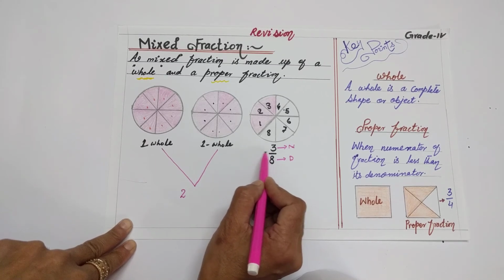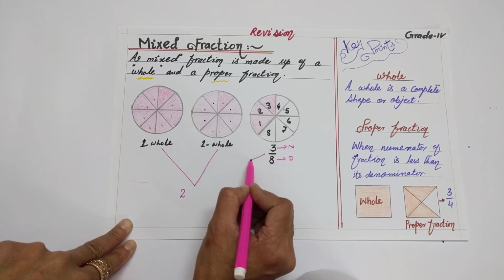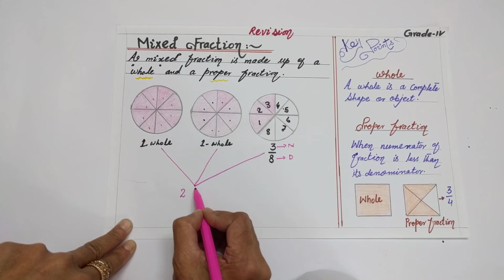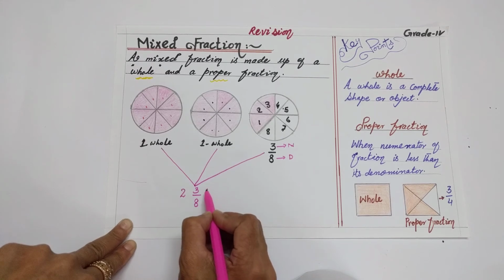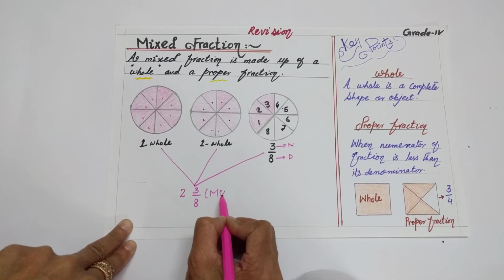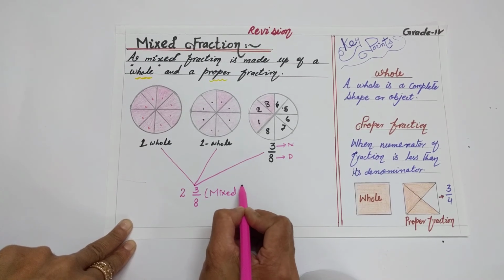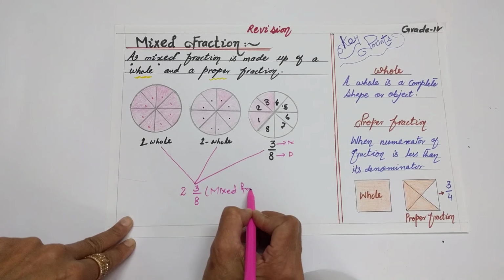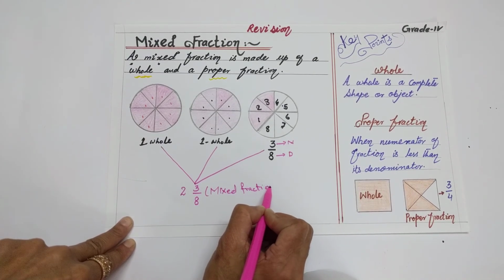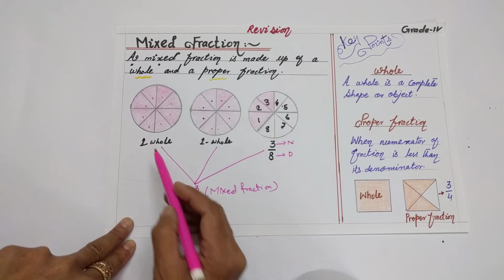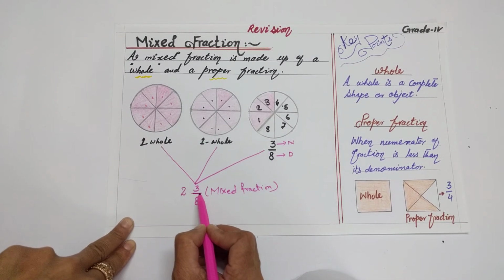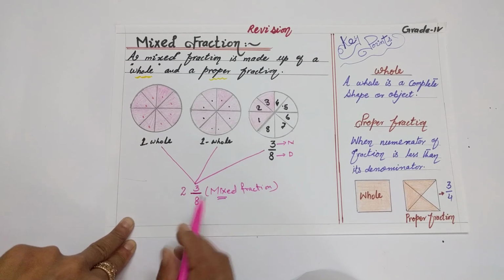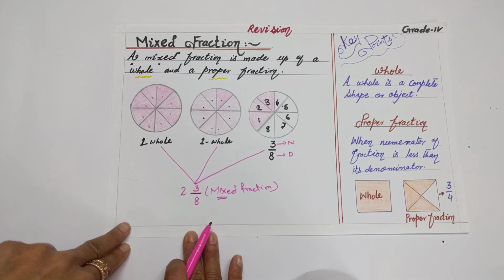Now this one is not a whole, that's why we cannot combine this fraction with the wholes. So we will write it like 3 by 8. This is called a mixed fraction. This is the form of the mixed fraction. Clear? So 2 wholes and 1 proper fraction. When we combine the whole and the proper fraction, that will be the mixed fraction. Clear?